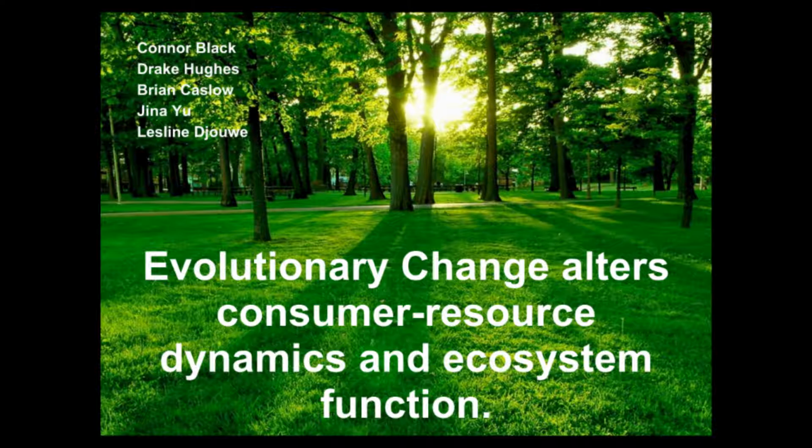In this presentation, we will discuss evolutionary cascade and its impacts on ecosystem functions. Regulatory functions, habitat functions, production functions, and information functions are all responsible for the success and identity of an ecosystem. Our group will cover specifically the changes in habitat, production, and regulatory functions present in the experiment in the article titled "A Cascade of Evolutionary Change Alters Consumer Resource Dynamics and Ecosystem Function."